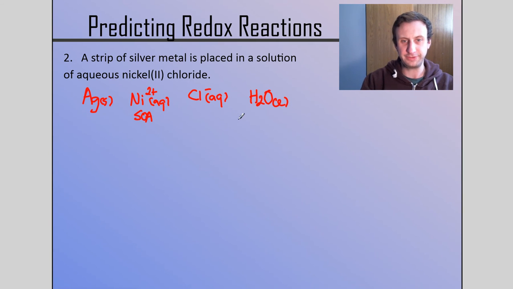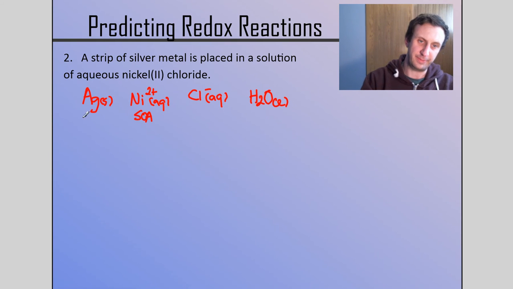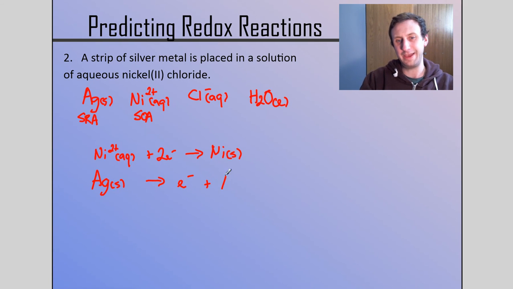And then after that, I've got as an SRA going from the bottom. Well, there's my silver right there. So that's what I have for an SRA. Now this is actually going to be non-spontaneous, but this is my SRA. Okay, so my reduction is Ni2 positive aqueous plus 2 electrons gives me solid nickel. That's a very ugly N. And then I have Ag solid makes an electron and Ag positive aqueous.